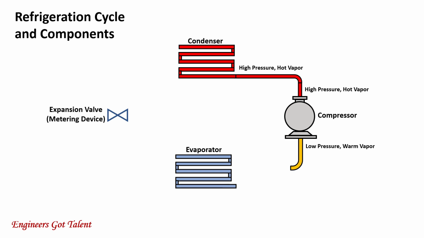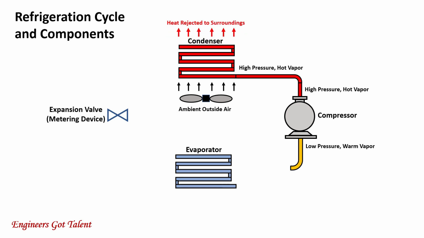The hot vapor from the compressor enters the condenser coils. A fan blows ambient air to the hot condenser coils and dissipates the heat to the surroundings. This is known as convection. The hot refrigerant then loses its temperature and cools down. As it cools down, it begins to condense, turning from hot vapor into warm liquid, still at high pressure.